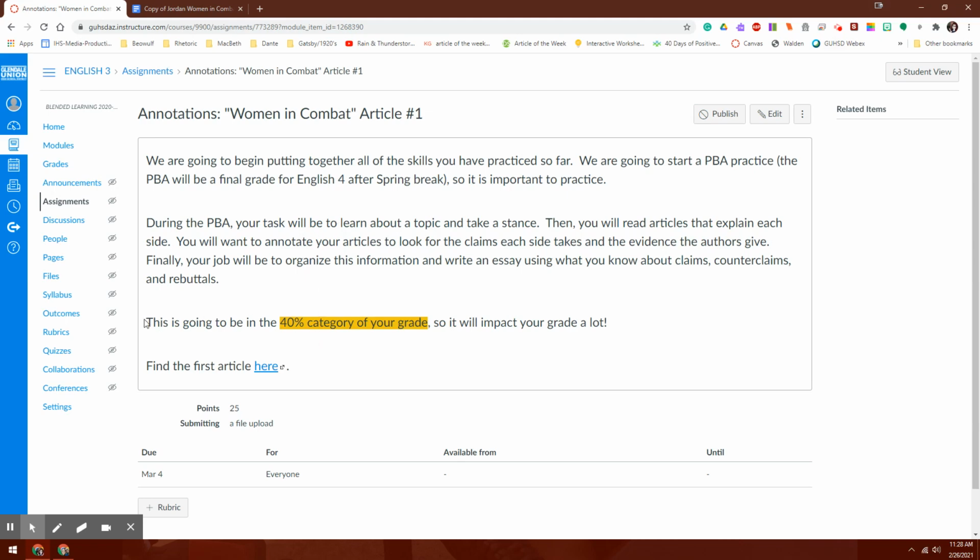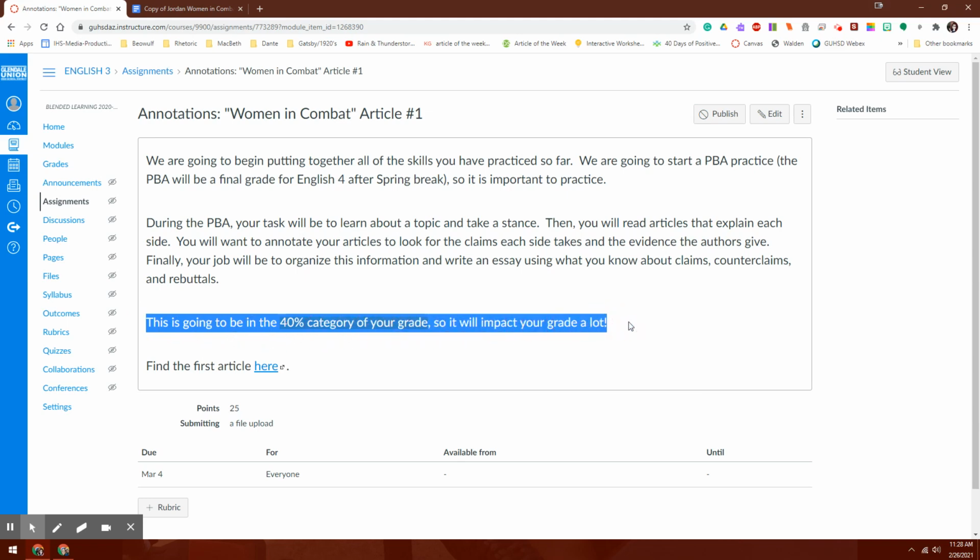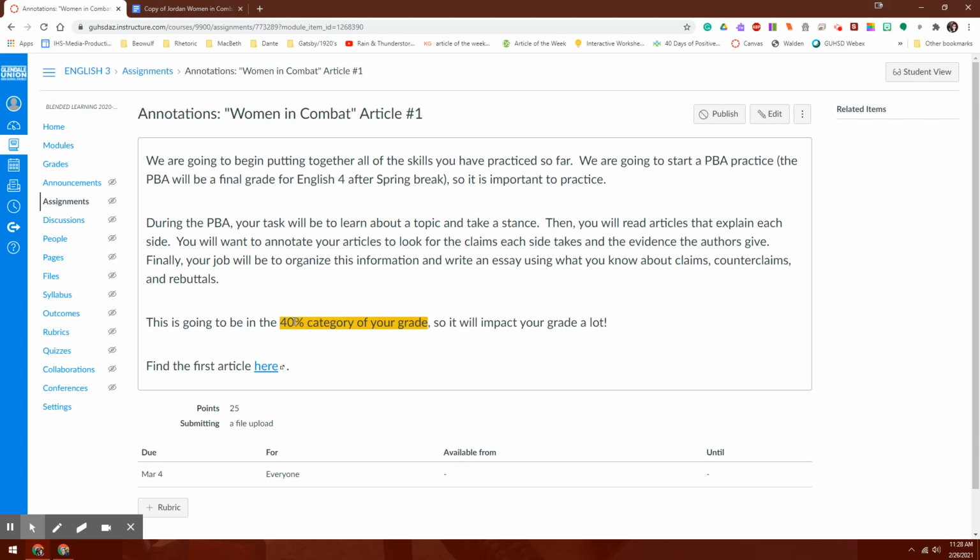Okay. So the thing I want to say about this is that this is a very large grade. All the pieces that we're going to be doing this week are going to go in the proficiency category of your grade. That is 40% of your entire grade. So these grades can determine whether you pass or fail the class. Okay, so please keep that in mind. This is very important for you to do because it is such a large grade.